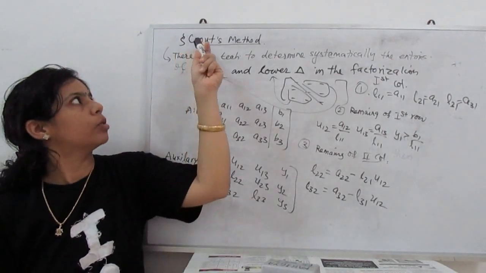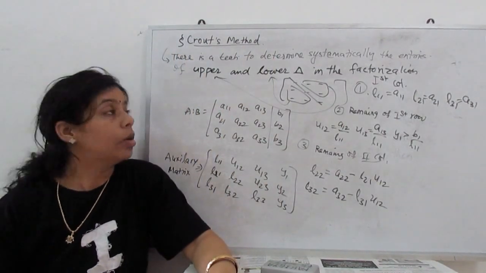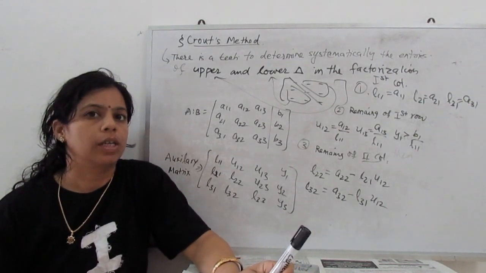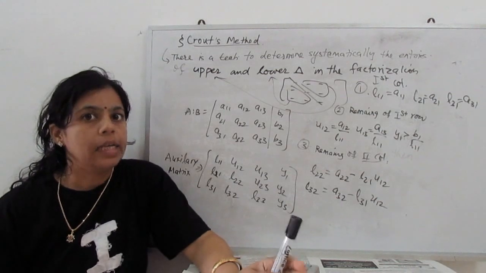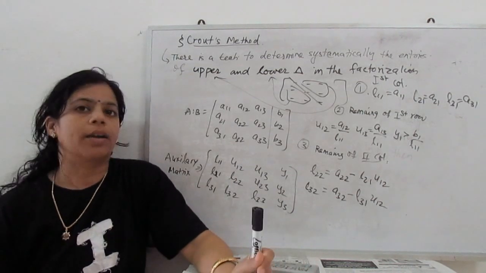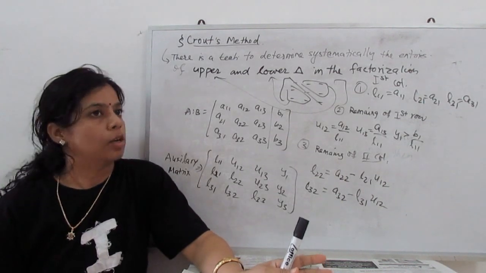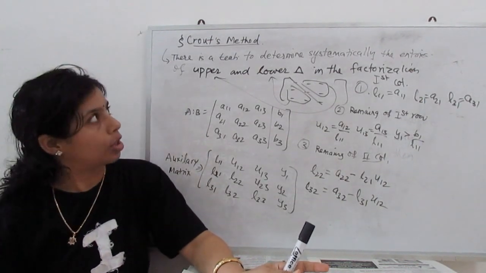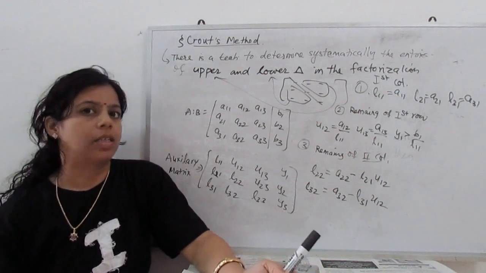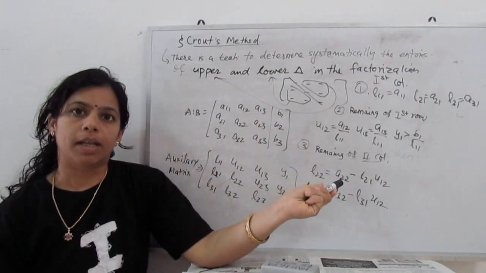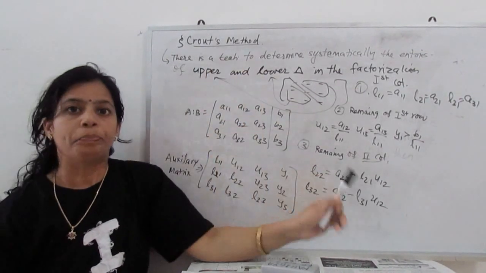Today we discuss Crout's method, one more method for solving a system of linear equations in the direct methods. Before that, we learned how to solve a system of linear equations with the Gauss elimination method, the Gauss-Jordan method and the matrix inversion method. The next method in the series of direct methods is Crout's method.